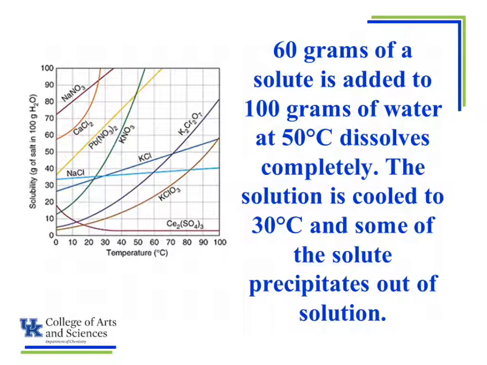In this problem, we're going to deal with an example where we're changing the conditions and trying to identify an unknown. We're going to break the problem down into two parts. It gives us 60 grams of a solute added to 100 grams of water at 50 degrees Celsius, and it dissolves completely. The solution is cooled to 30 degrees Celsius and some of the solute precipitates out of solution. We'll look at the first part to see which substances can be eliminated, and then figure out from the second part the other substances that can be eliminated, leaving just one option.